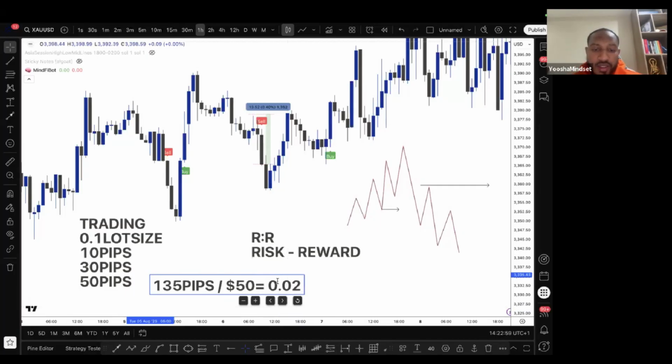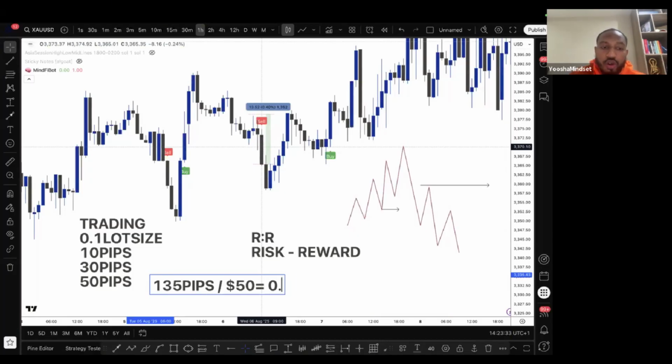So 0.2 lot size is what will give you this $50 in this 135 because 0.2 lot size is percent. So if you calculate 0.2, which is 20 cents times 135, it will give you around $27. So each 100 pips of $50 is 0.5. So it means you need a range between 0.5 lot size to 0.2 lot size, right?